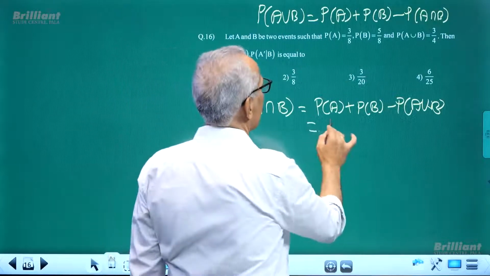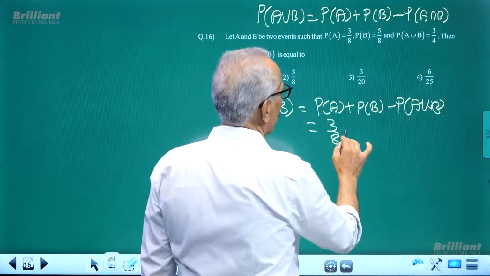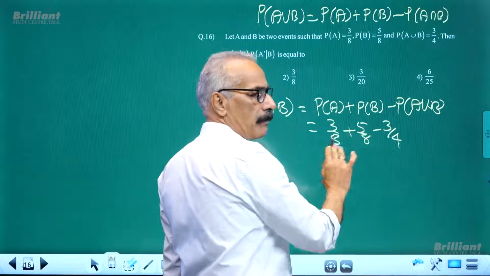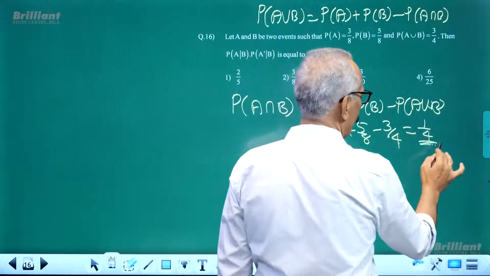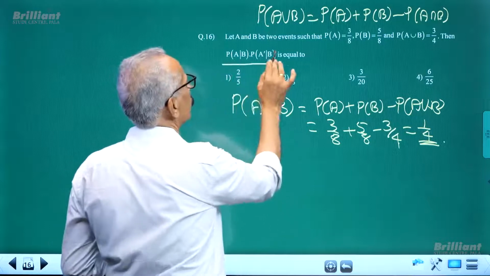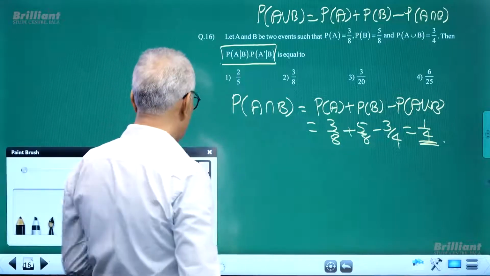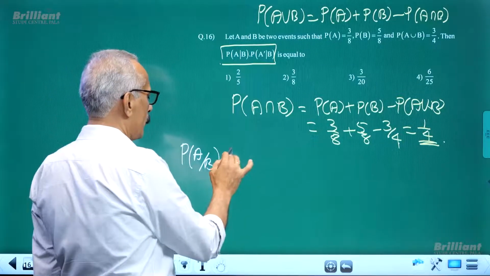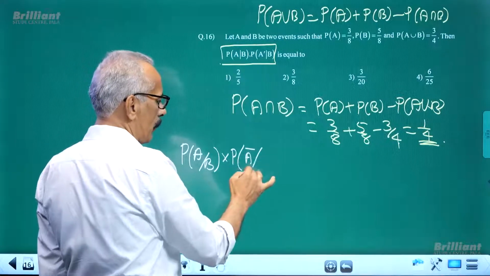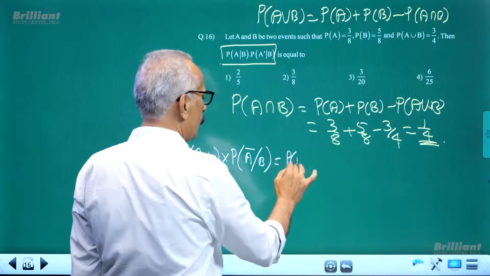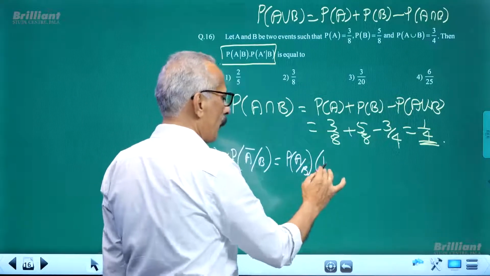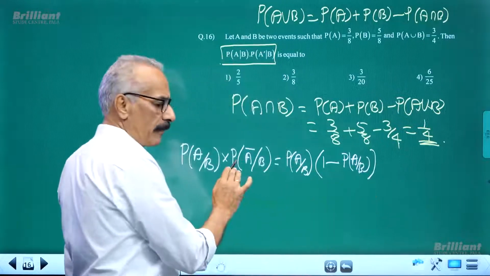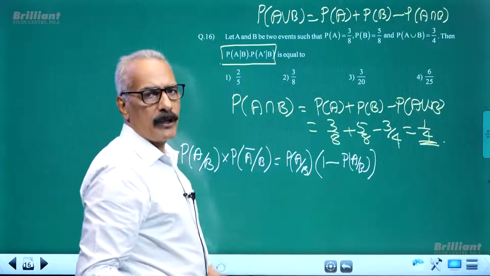What's our P A? That is 3 by 8. Then plus 5 by 8 minus 3 by 4. Okay, 8 by 8 is 1. 1 minus 3 by 4 is 1 by 4. Why did I calculate this? Because this is our question: probability of A given B into probability of A dash, means A bar given B. That is probability of A given B into 1 minus probability of A given B. Remember this formula: probability of A bar given B is 1 minus probability of A given B.